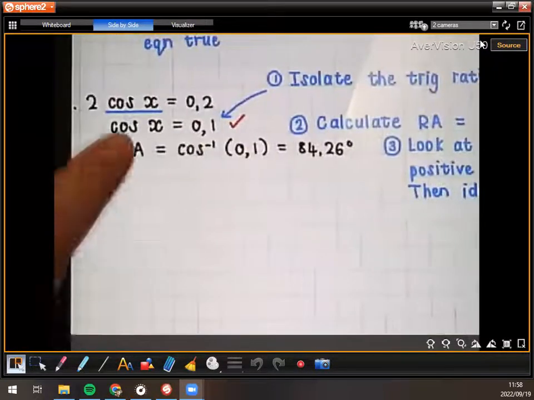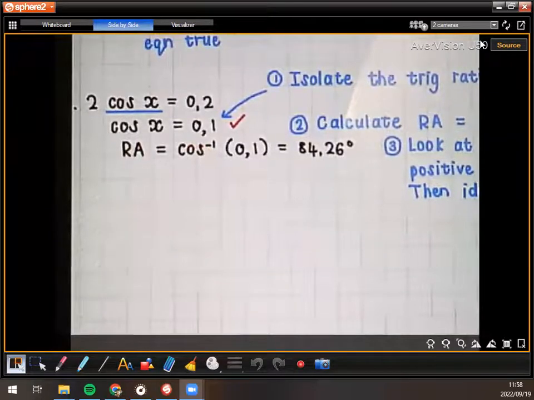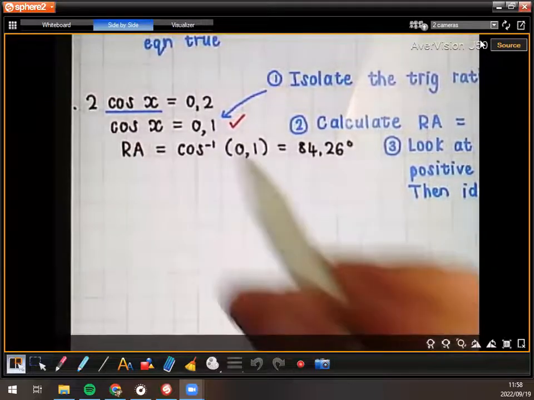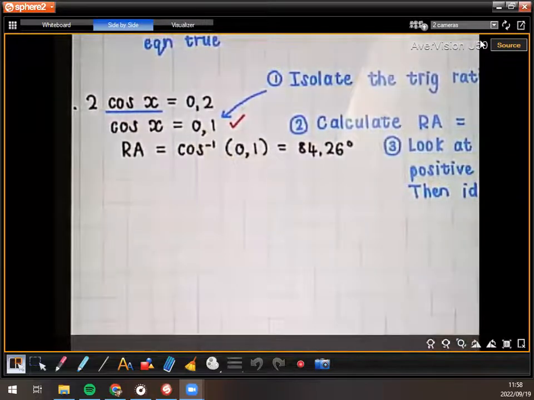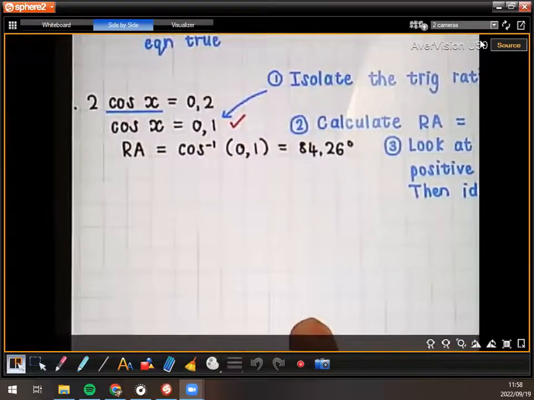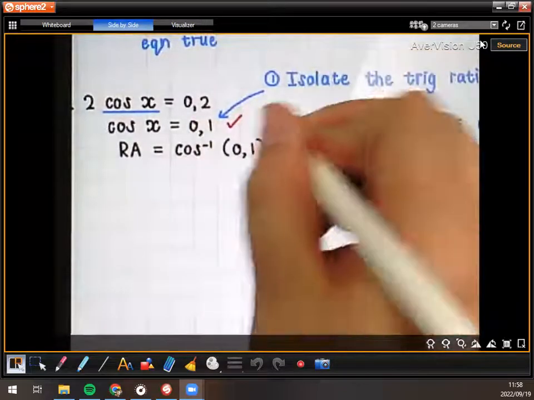Okay, so we said that it's positive, right? Now, guys, in which quadrants is cos positive? That's what I mean by identify quadrants. So you look at it, it's a cos equation and it's positive. Where is cos positive? Quadrants 1 and 4.